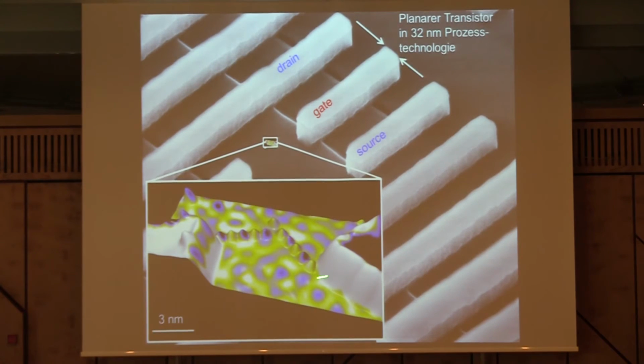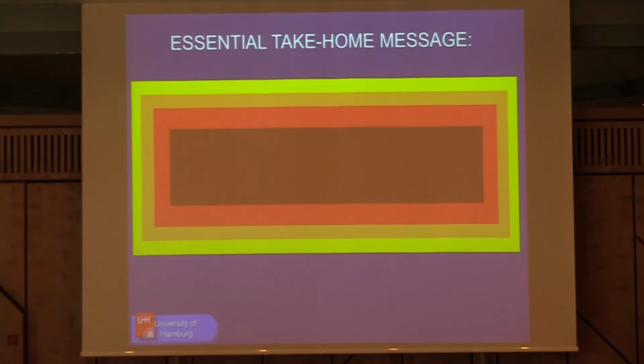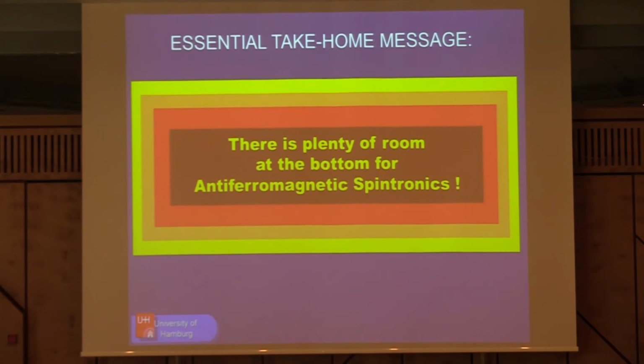So here in the end, you see the comparison of the scale of this tiny spin logic device in comparison to the single gate of a planar transistor in 32 nanometer process technology. And this brings me to the take-home message: there's certainly plenty of room here at the bottom for antiferromagnetic spintronics.